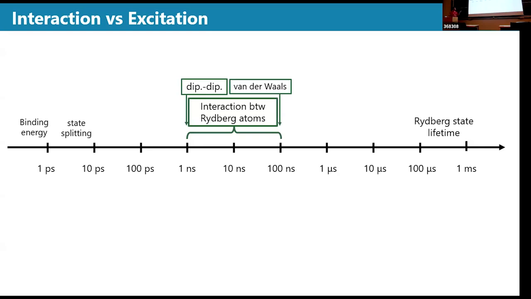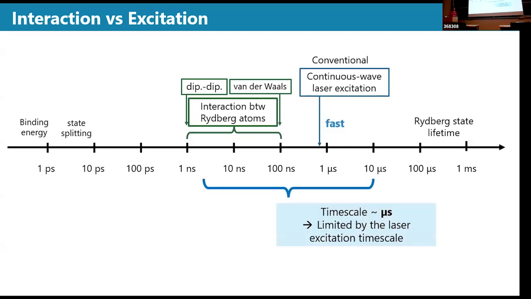Another limit is state splitting. If you want to specify a particular Rydberg state, then your dynamics should be slower than the inverse of the energy separation, which is 10 picoseconds. And the interaction is somewhere here.